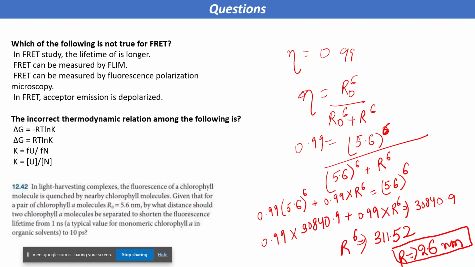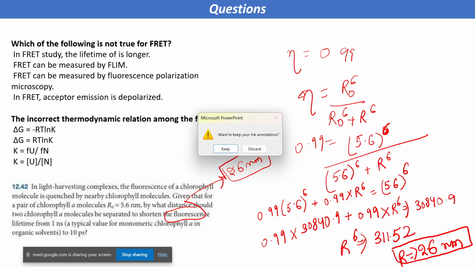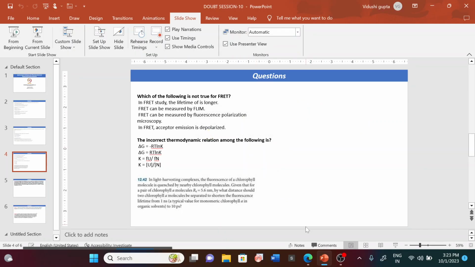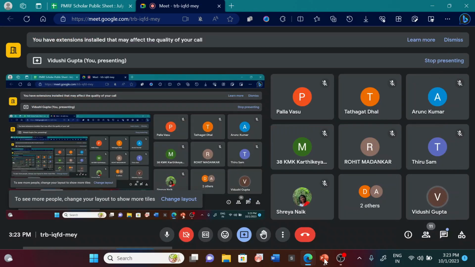so that their fluorescence lifetime will be reduced from 1 nanosecond to 10 picoseconds. So that distance will be 2.6 nanometers. Is it clear? Is it clear to everyone? Yes, ma'am. Okay.